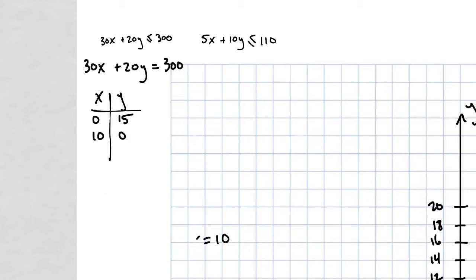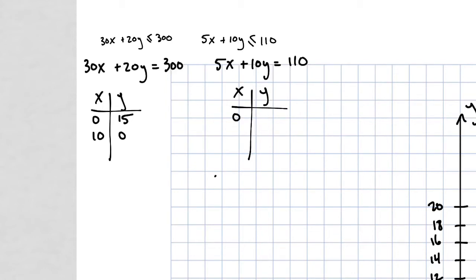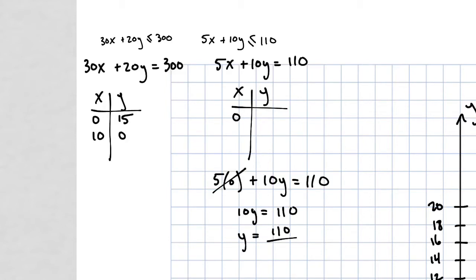Let's do the same thing with the next equation. First, we're going to write it as just a regular equality to make it easy on us. We make our t-chart. And when x is 0, what does y equal? That's saying 5 times 0 plus 10 times y equals 110. So 5 times 0 is 0, so we're left with 10y equals 110. y equals 110 divided by 10. y equals 11.